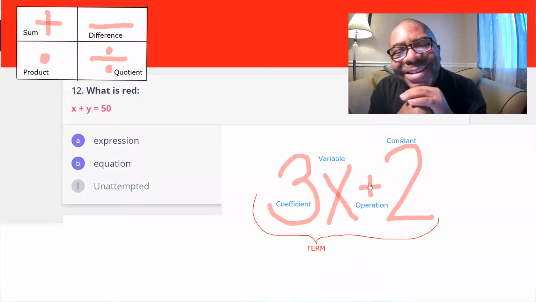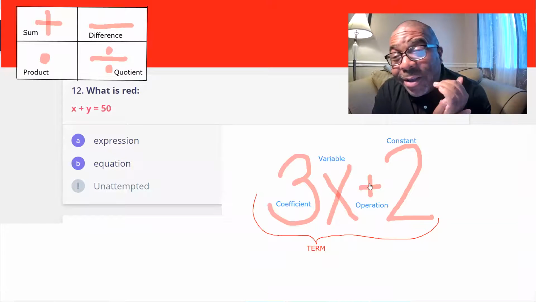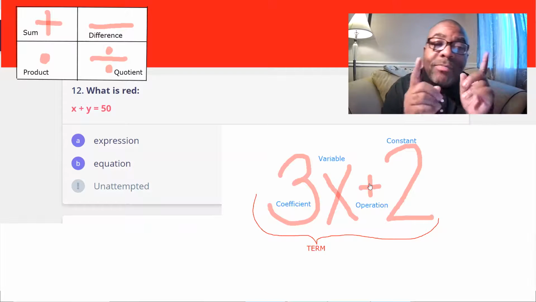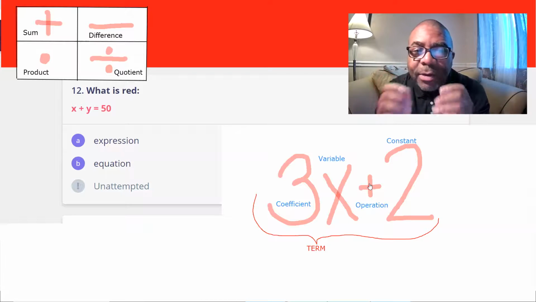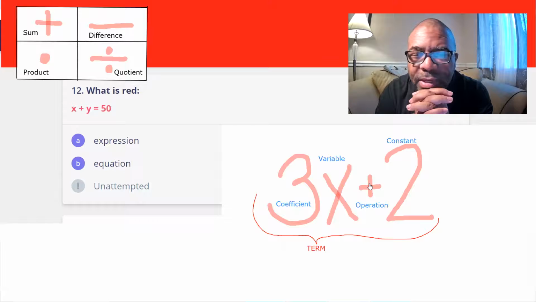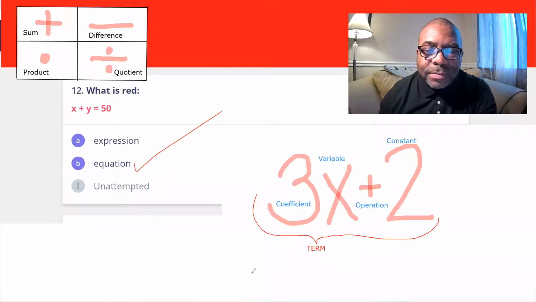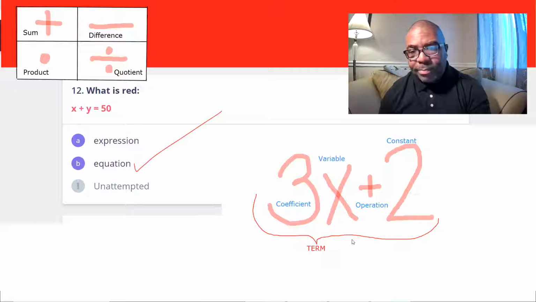So since we did that, what is in red? I see x plus y equals 50. So what do I see right here? Yep, you got it. It's an equation, because it has an equal sign.